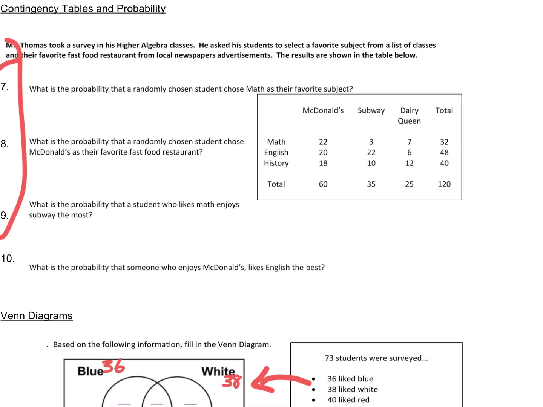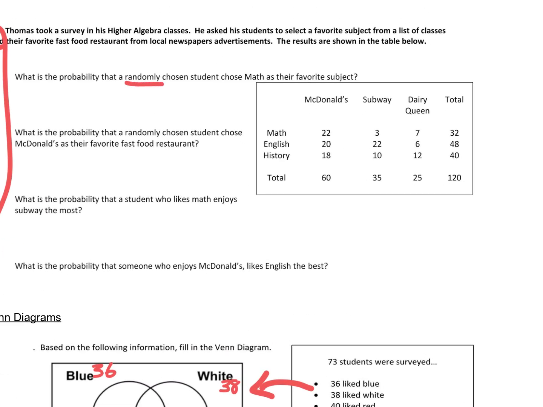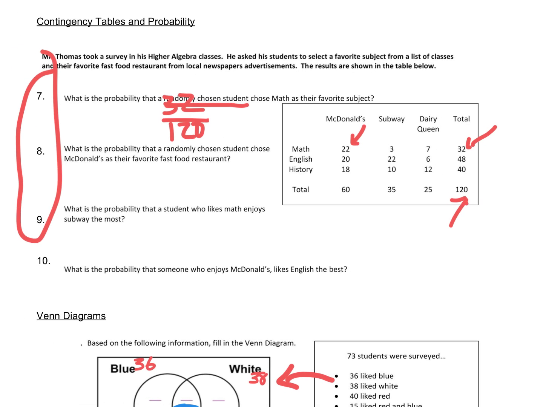of these. The probability of randomly chosen student, oh, that means it could be anybody. See, it's out of 120 right there. 120 possible. Chose math as their favorite subject. Well, I can't just pick these people. They liked math, but these are all the people that liked math. So I go with 32 out of 120. All right, what's the probability a randomly chosen student chose McDonald's? Oh, just as easy, 60 out of 120.